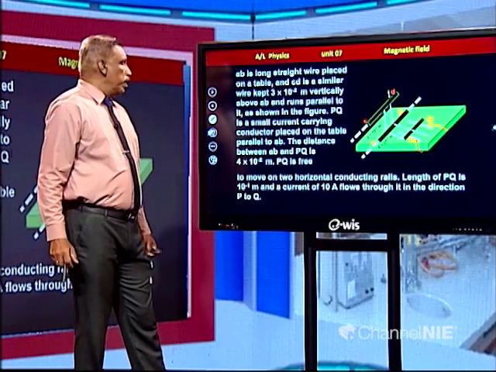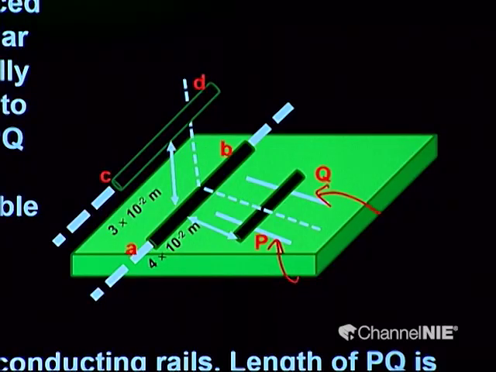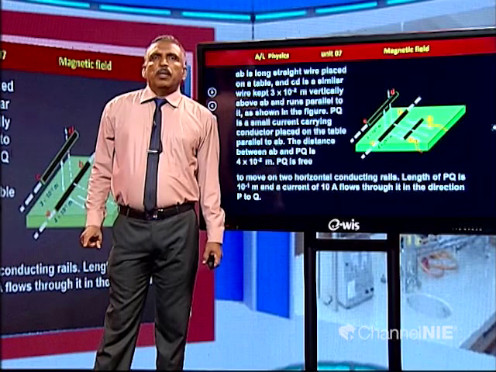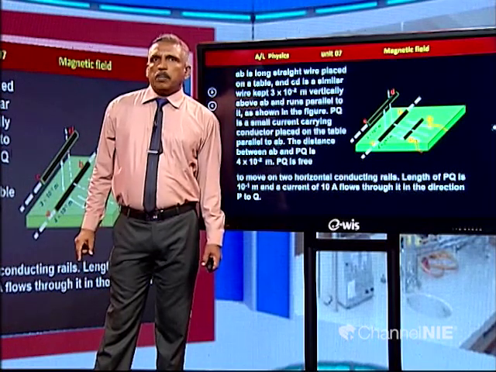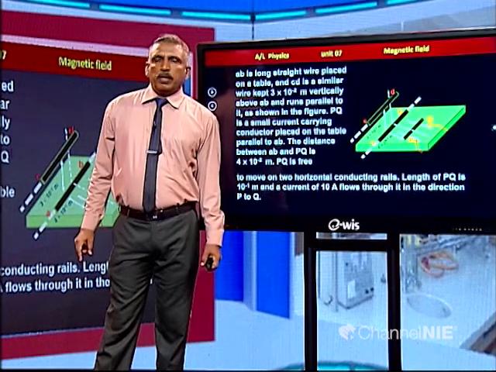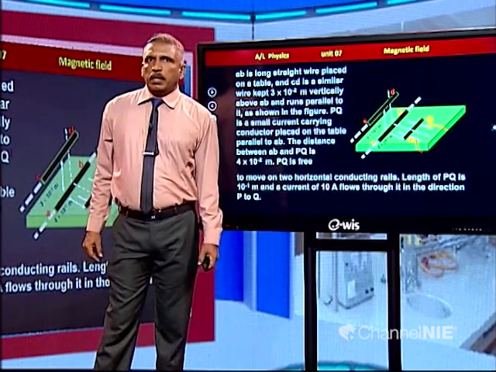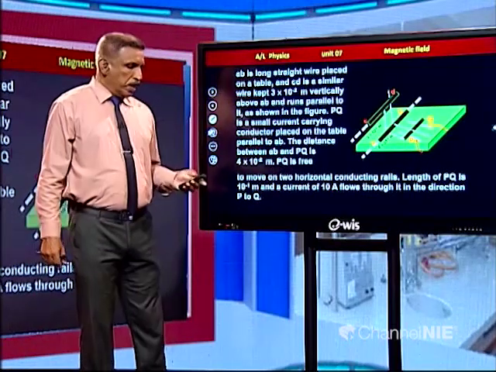Length of PQ is 10 to the power minus 1 meter and a current of 10 ampere flows through it in the direction of P to Q. Okay. This is a part 2 question. I think it's from a 1997 past paper. This is one of the best questions in magnetic field. So, very hard question. Okay.